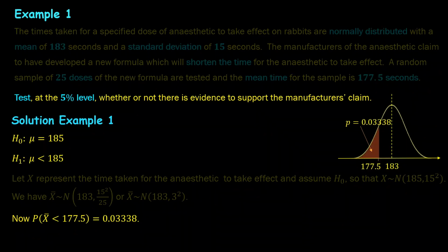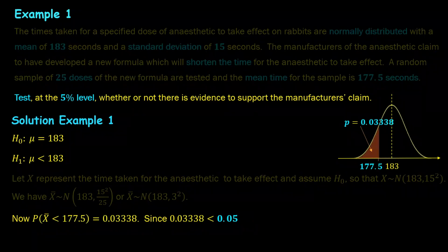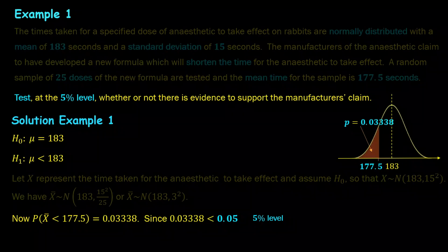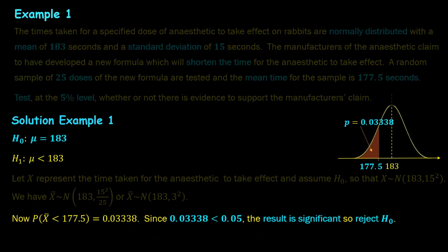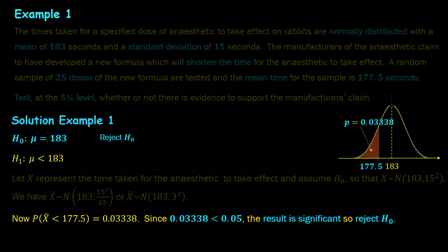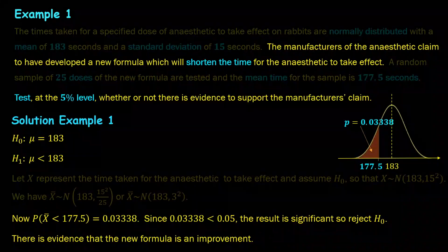Now, since P equals 0.03338, and since this is less than 0.05, in other words, the 5% level, we can conclude that the result is significant, and therefore we reject H0. And therefore there is evidence that the new formula is an improvement.